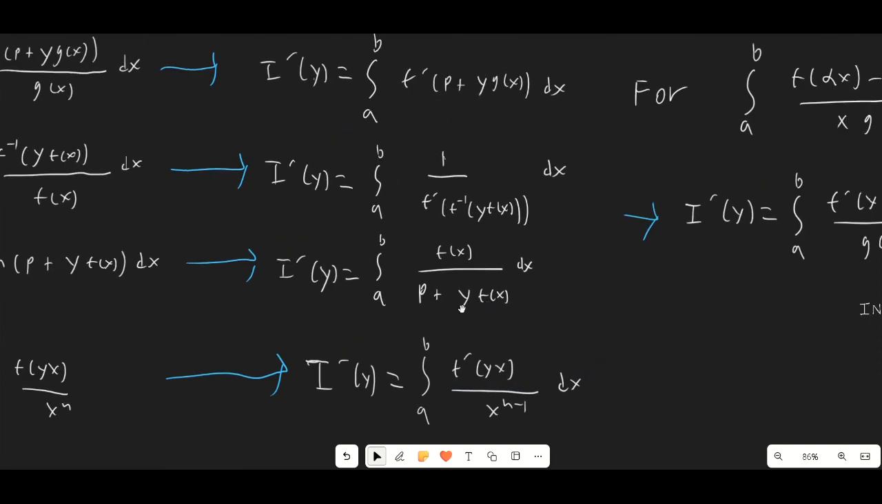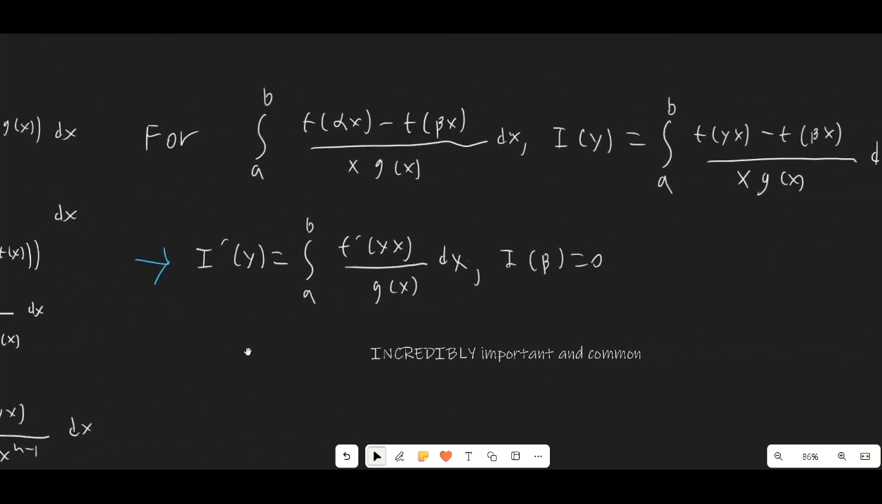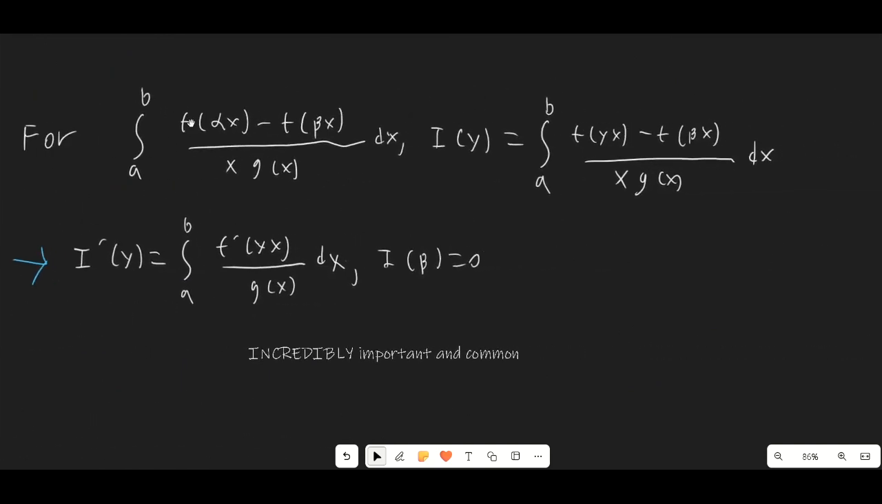So let's look at, this is by far the most important pattern to know. If you have some f of alpha x minus f of beta x, where beta and alpha are constants, and all of this is over x times some other function g of x, you can try I of y equals f of yx minus f of beta x. And the reason for this is, you notice that if we set y equal to beta, we just end up with 0 on the top, and so that's a good starting point because we know that I of beta is going to be 0.